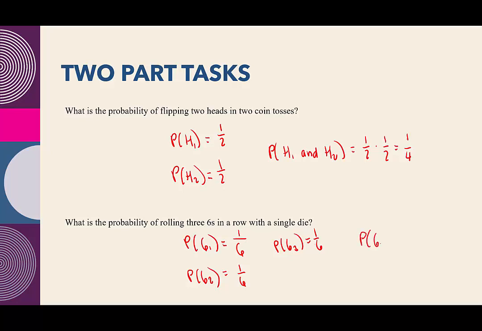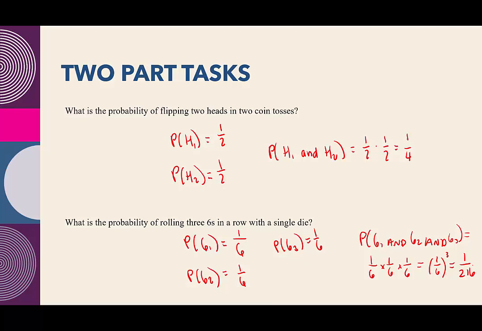So the probability of 6 and 6 on the third one is 1 over 6 times 1 over 6 times 1 over 6. And this we call repeated multiplication. We could also use an exponent if we wanted to, because there's 1/6 being multiplied, repeated 3 times. This would give us 1 out of 216.